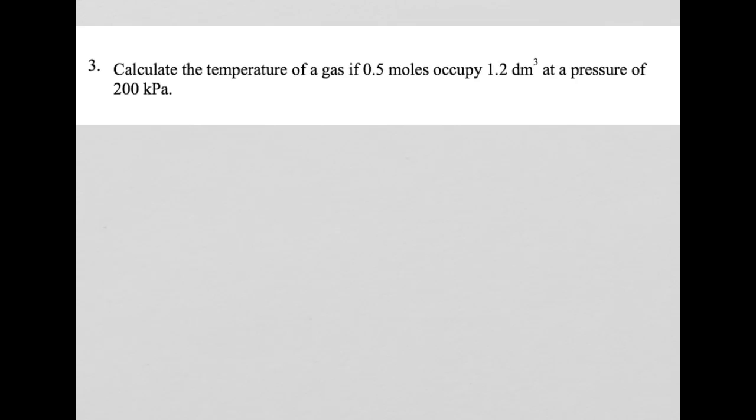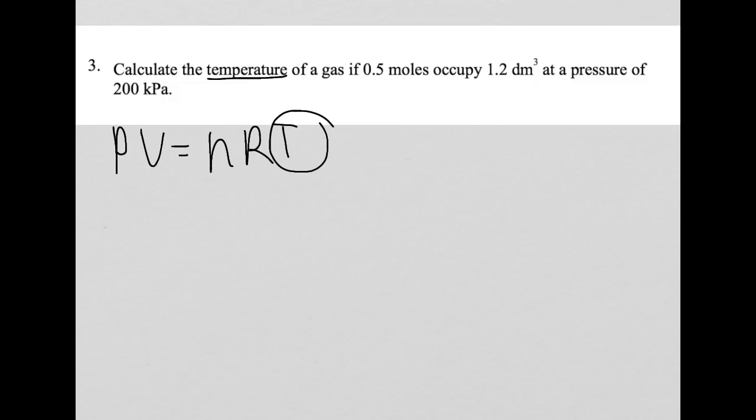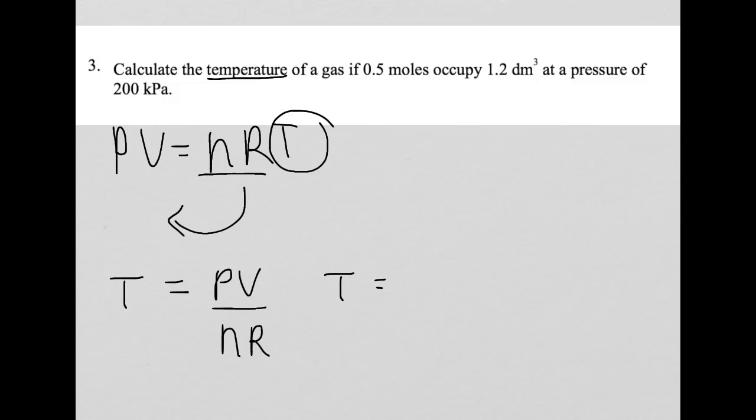Okay, so first we just write the normal equation out, PV equals nRT, then we need to rearrange it. We're looking for the temperature, which is this one, so just move these two over to here. So temperature equals PV divided by nR. And then we just need to simply change the units and fit them into the equation.